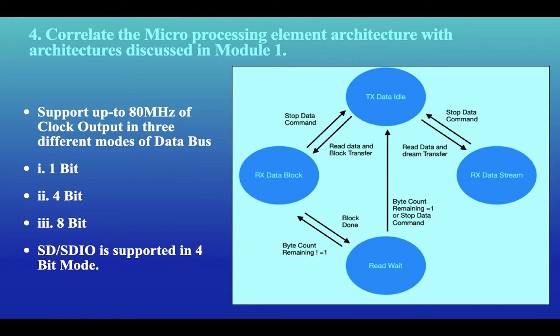Correlate the microprocessing element architecture with architectures discussed in Module 1. The device which transmits the data receives the data frame in parallel from the data bus. The UART device adds a start bit, parity bit, and stop bits to the data frame before the whole data package is sent via UART to the receiving device. The receiving UART device extracts the data frame and forwards the data frame in parallel via the data bus.